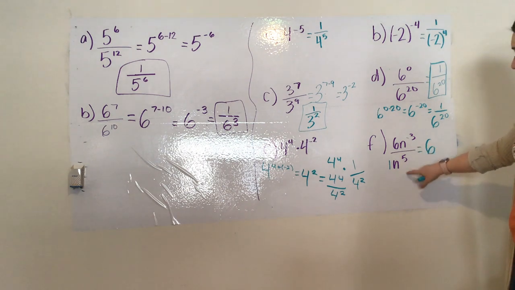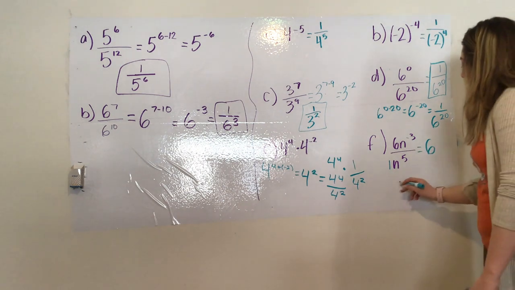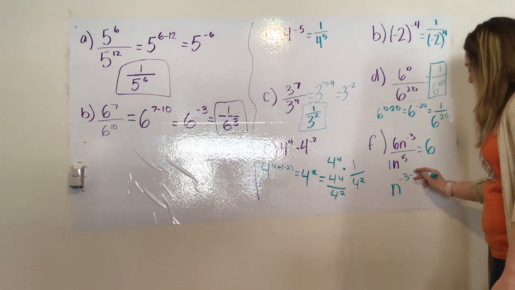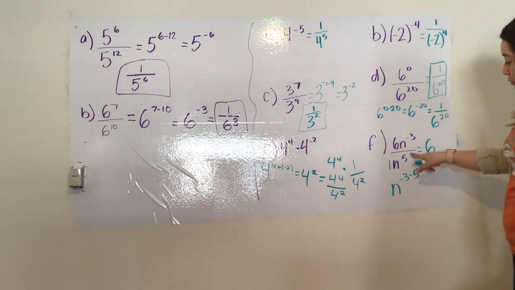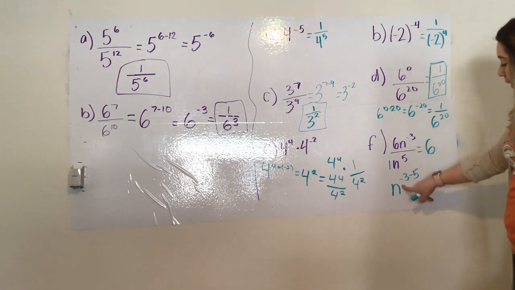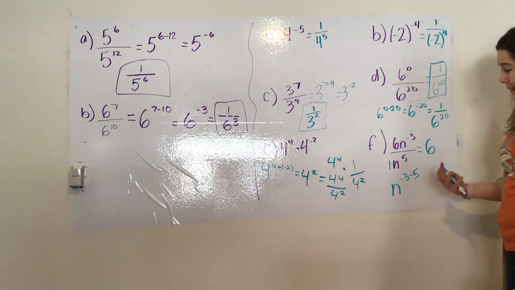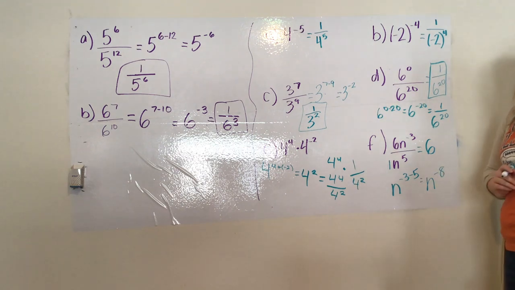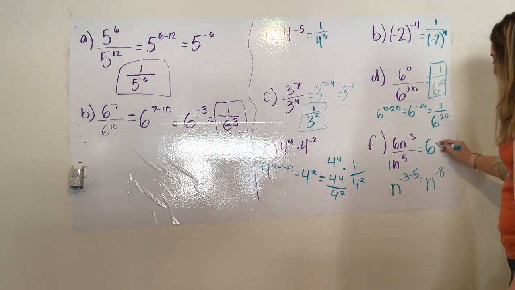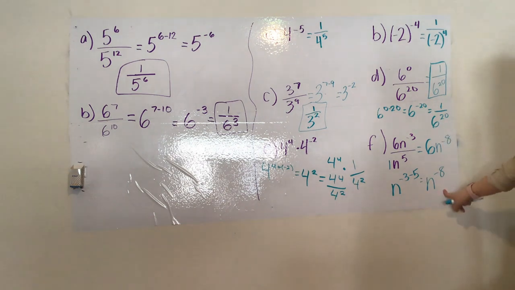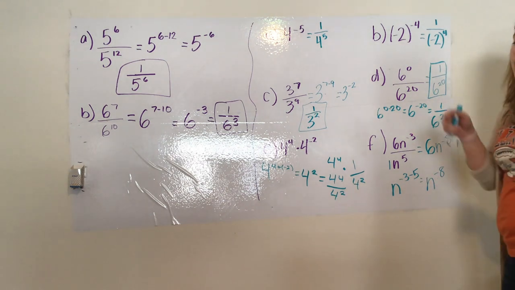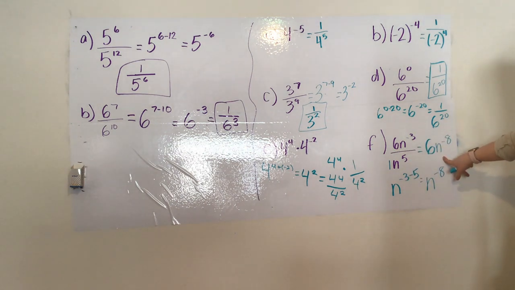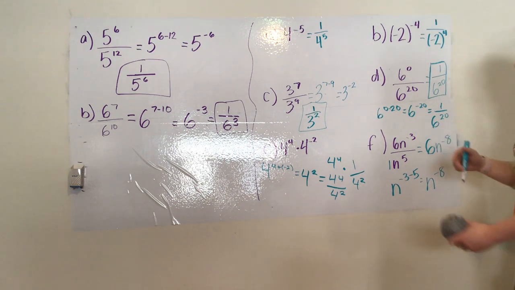Now I'm dealing with the n's because they're the same base. So if I'm just dealing with n to the negative 3 minus 5, right, because I'm subtracting the denominator's power, so I get negative 3 minus 5, so a negative minus a positive gives me a negative. So now I have n to the power of negative 8. And so remember, even though my answer is n to the power of negative 8, if you look back, it said only positive exponents.